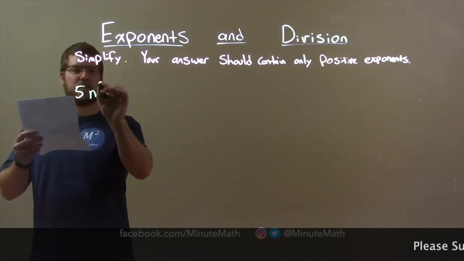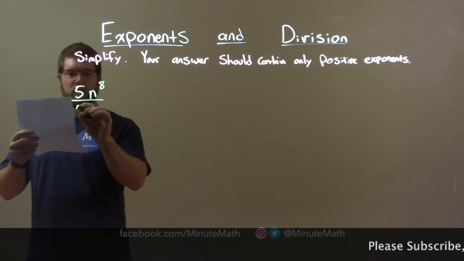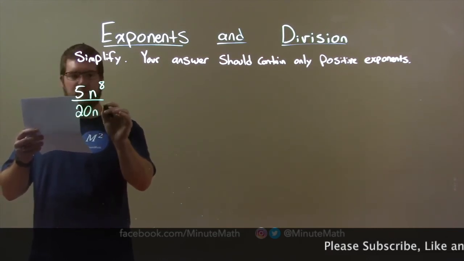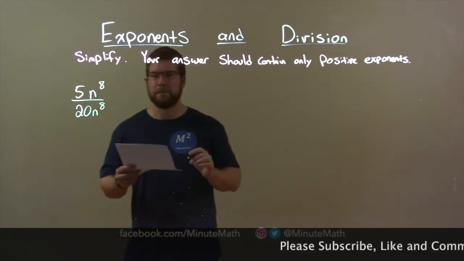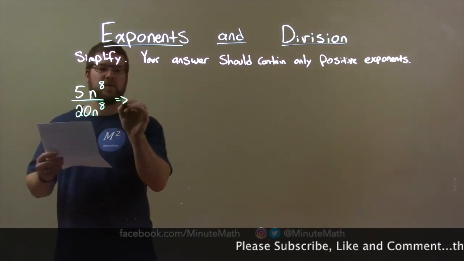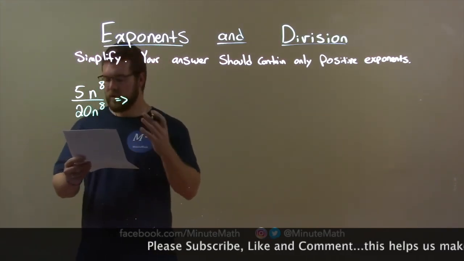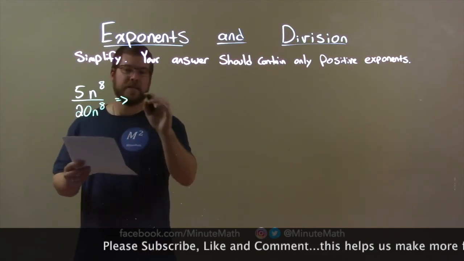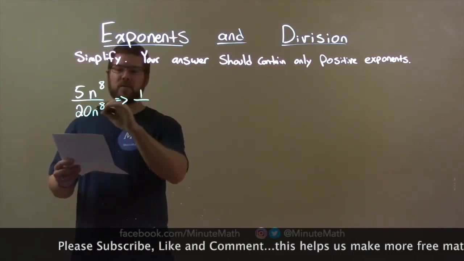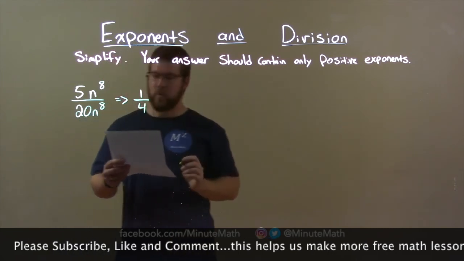5 n to the 8th power over 20 n to the 8th power. All right. First thing, let's look at the coefficients here. 5 divided by 20. Well, both of those numbers are divisible by 5. 5 divided by 5 is 1, and 20 divided by 5 is 4.